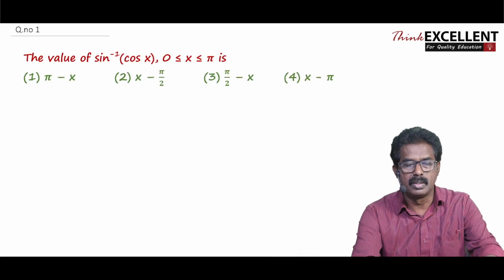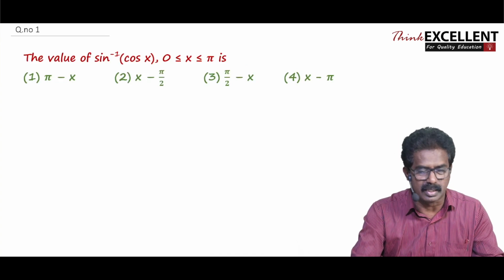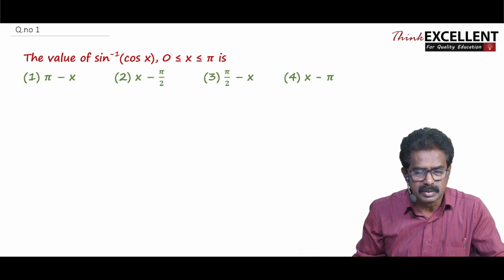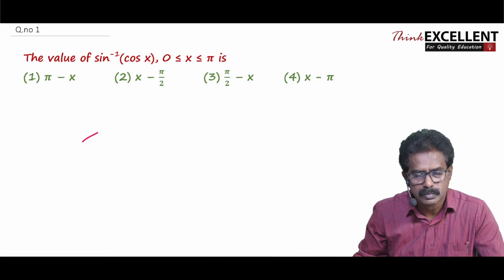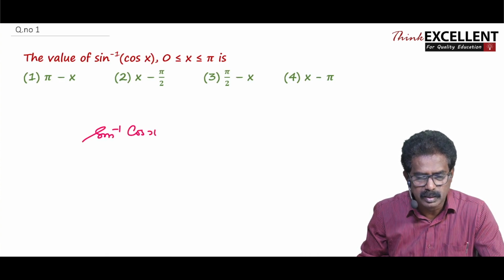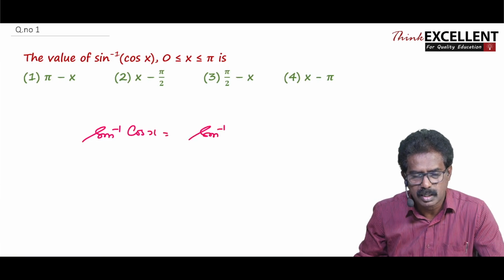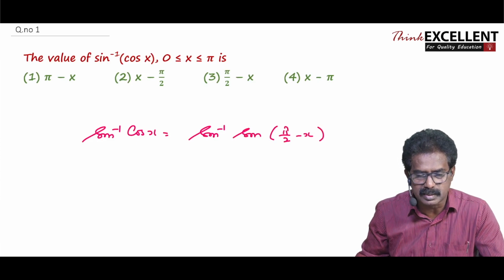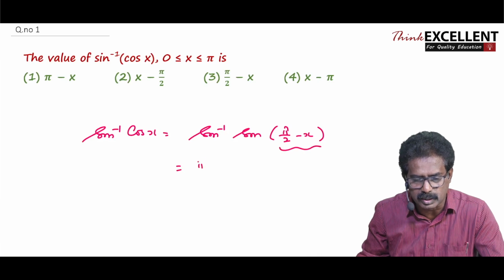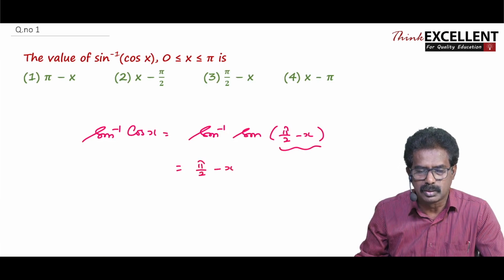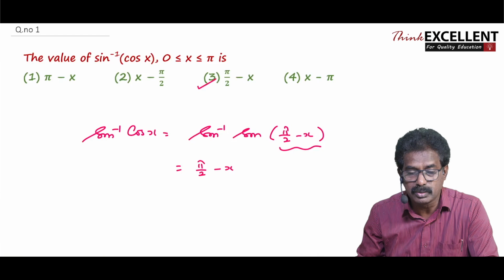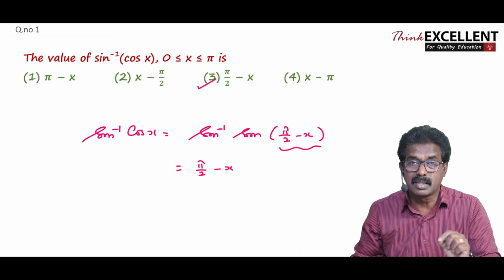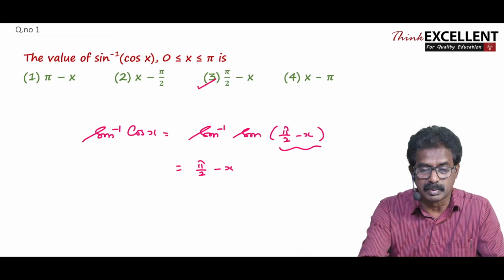See the first question. The value of sine inverse cos x, where x lies between 0 and pi. Sine inverse cos x can be written as sine inverse sine of (pi/2 minus x), right? Now sine inverse sine of that part gives the part itself. So that is pi by 2 minus x. So it is option number 3. It won't be satisfied for negative values, so x must be in the given range. They have given this as a remark also, 0 to pi, some range is given.